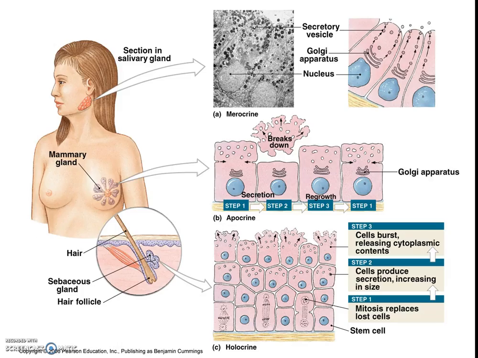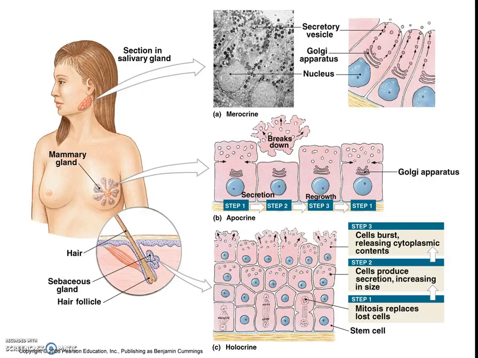Okay, so we said that epithelial tissue makes up both membranes and glands. And among glands, there are different types of secretions that certain glands or certain cells in the glands will produce. So what I want to do is look at three categories of secretions coming from three different glands in this picture. Starting at the top, we notice that we see something called a merocrine gland.